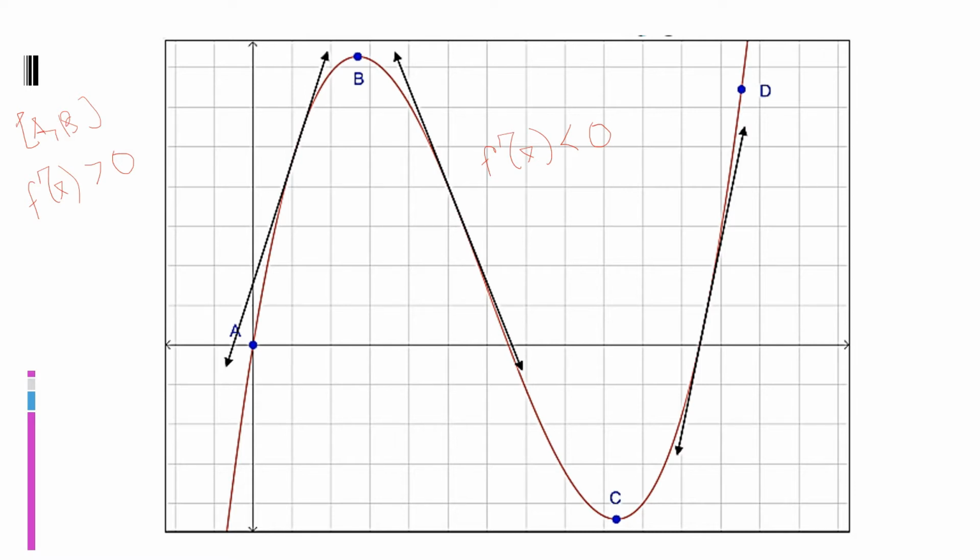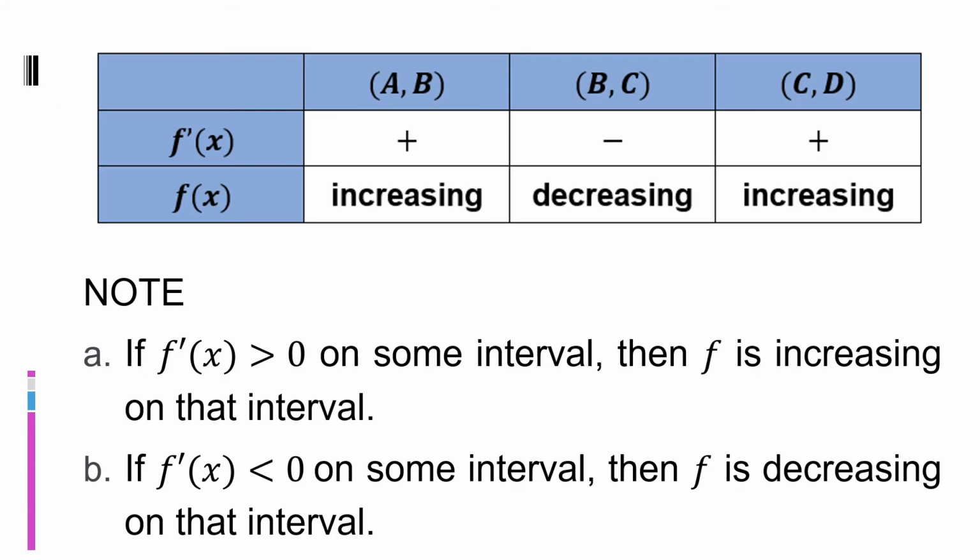In other words, we find that the function f increases when f prime of x is greater than 0, and the function f decreases when f prime of x is less than 0. We can summarize the result of our graphical example. So between A and B, f prime of x is positive, therefore f of x is increasing. For the interval B to C, f prime of x is negative, therefore f of x is decreasing. And for the interval C to D, f prime of x is positive, therefore f of x is increasing.